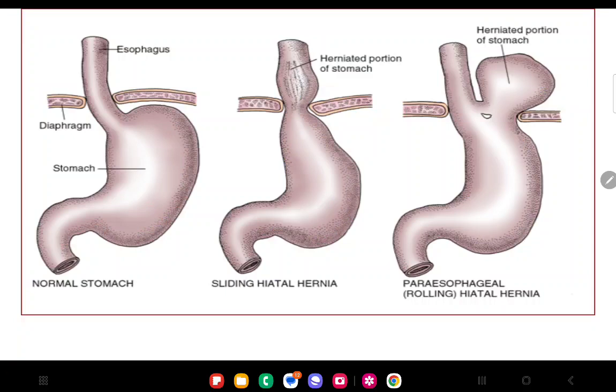Another cause is hiatal hernia. Hiatus hernia is of two types, the sliding type and the rolling type. Hiatal hernia causes many symptoms, and it could present with upper GIT bleeding and vomiting.